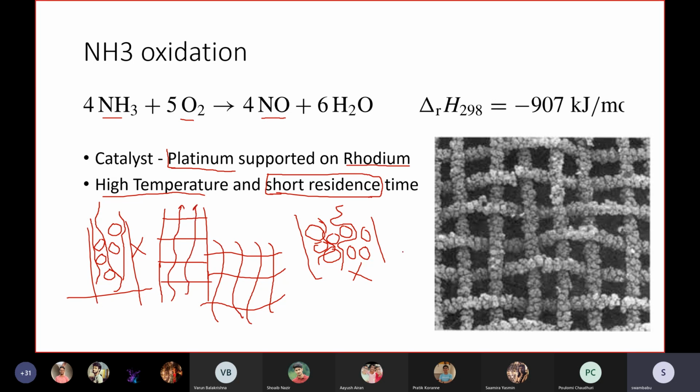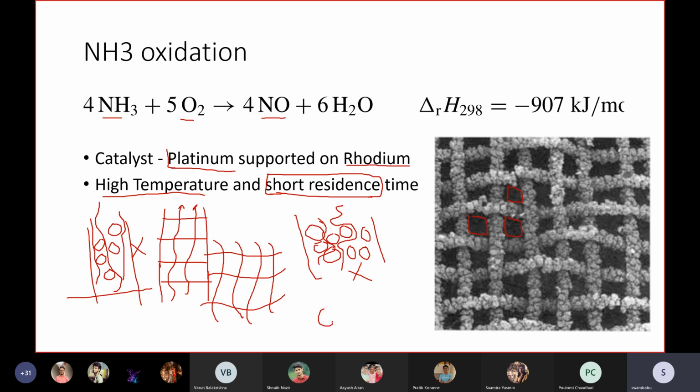So this way, when the reactant gases flow over this, you can achieve a very short residence time because the pore size between the wires is very large. The gas can easily flow. Only then can short residence times be achieved. Very short means less than a few seconds. That fast is the reaction. So that's why they made it as meshes.